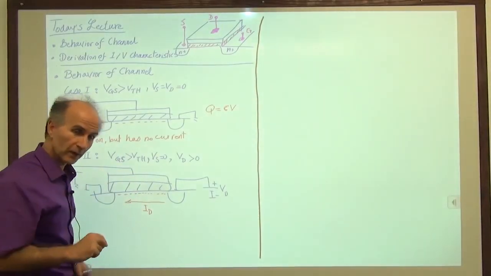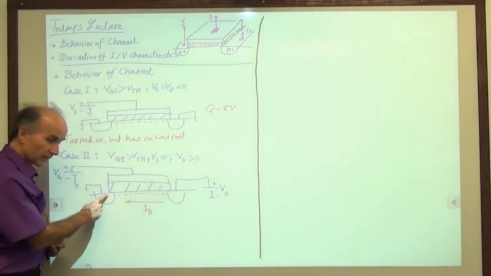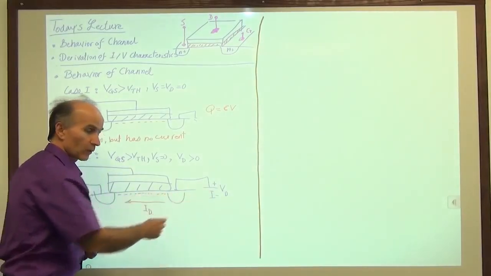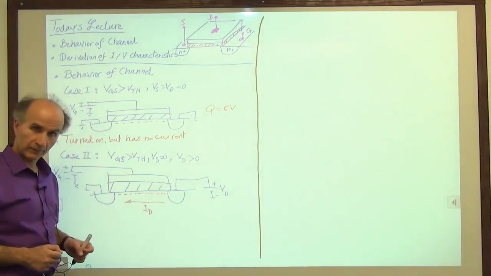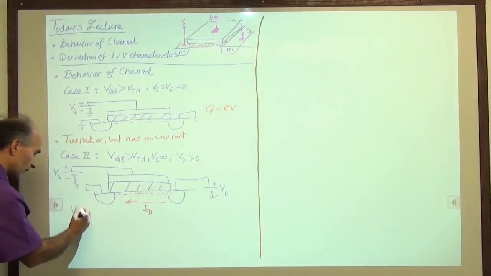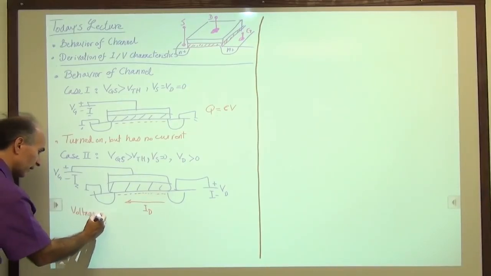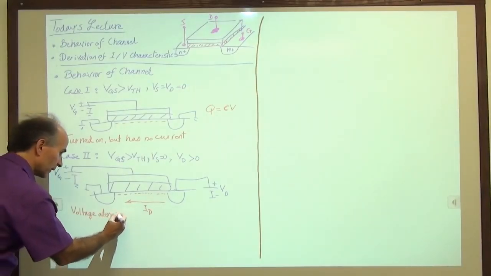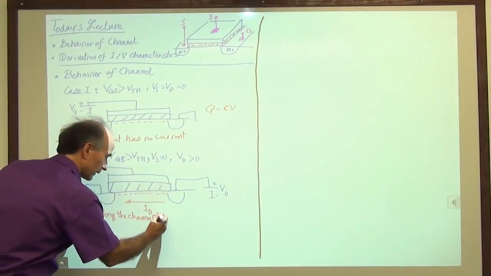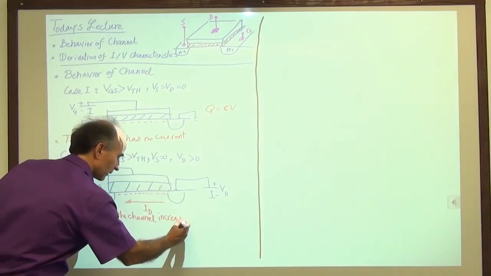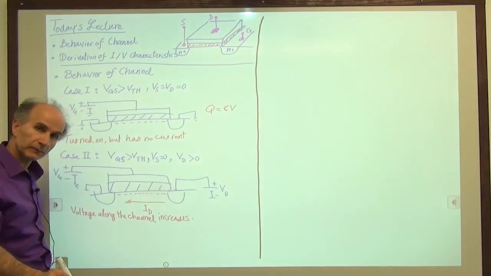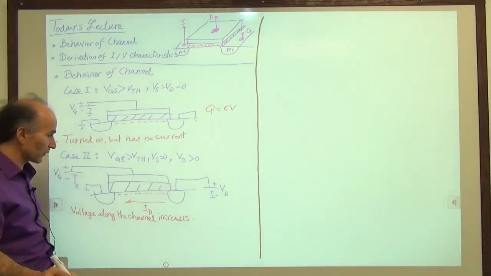Okay, so the key point here is that the voltage around here is close to 0, but as we travel towards the drain, the voltage increases and eventually is equal to the drain voltage, 0.5 volts, for example. All right, so we say voltage along the channel increases as we go from source to drain. Okay? All right, so far so good.